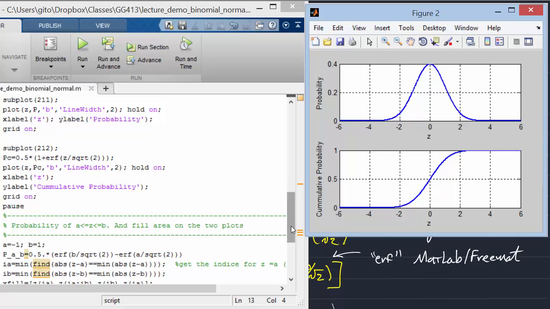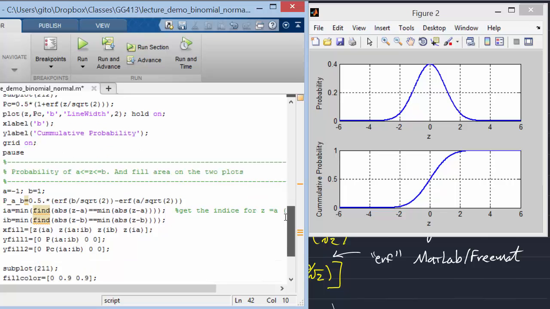Okay, so again, that was just the probability. This shows the cumulative probability of z being less than or equal to b. You know what, this should be labeled b here to be consistent with that notation. So I'll change that to b here.